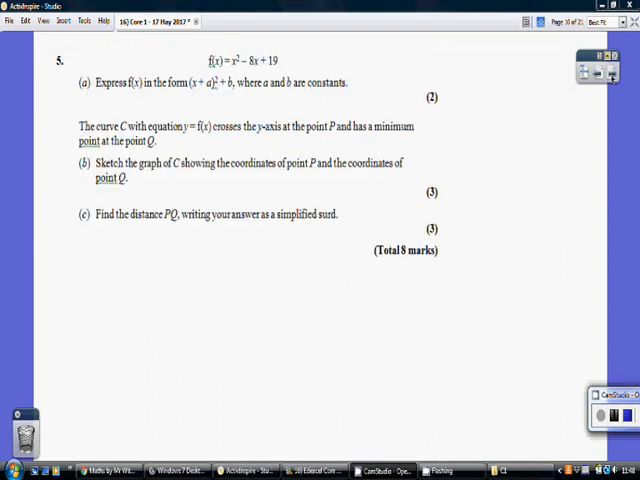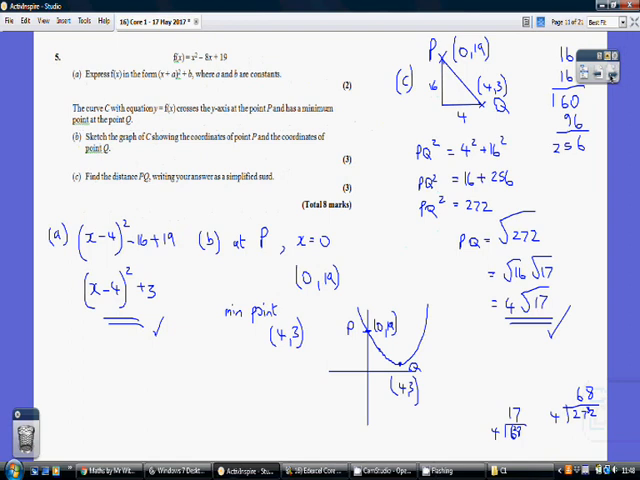Question 5. So part A, we're being asked just to rewrite this in the completing the square format. So really the key learning point here is that we need to include half of the coefficient of x. So half of minus 8 is minus 4. So that's our starting point, x minus 4.